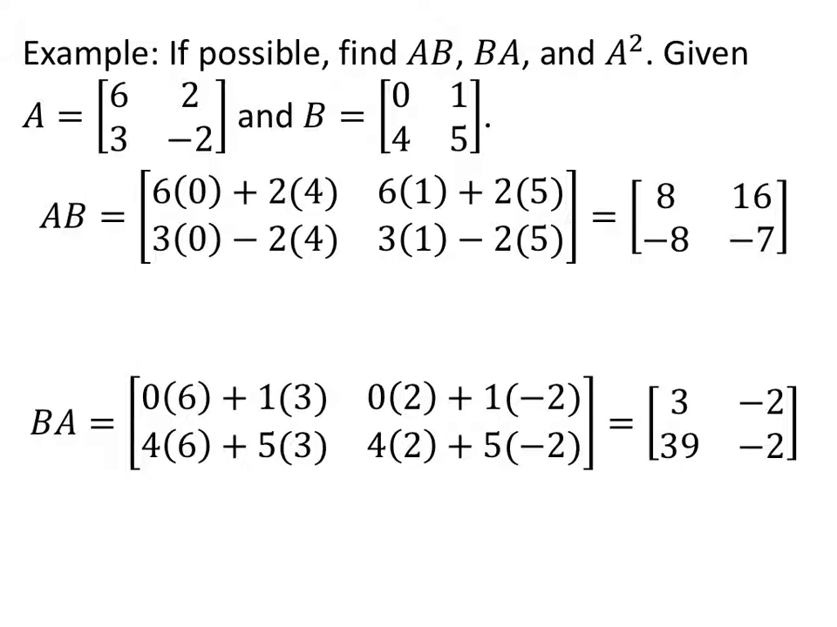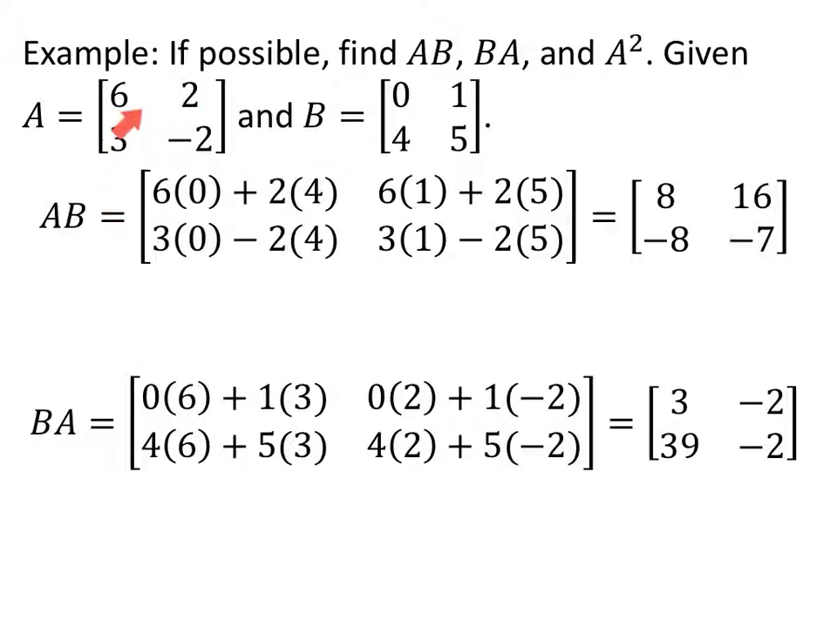Okay, so if possible, find AB, BA, and A squared. We have a 2 by 2 and a 2 by 2, which is fantastic news because it's all 2's. So we know the 2's match up in the middle. We can multiply. The 2's on the outside tell me I'm going to have a 2 by 2 result.